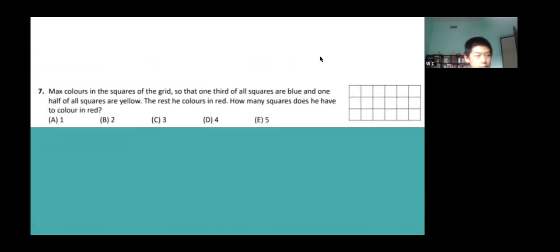Next question. Max colors in the squares of a grid so that 1/3 of all squares are blue and 1/2 of all squares are yellow. The rest he colors in red. How many squares does he have to color in red? So I'll give you 3 minutes to think about this, and if you have the answer, please type in the chat.